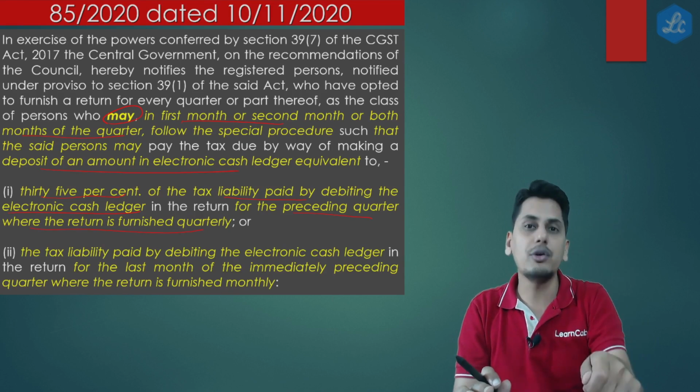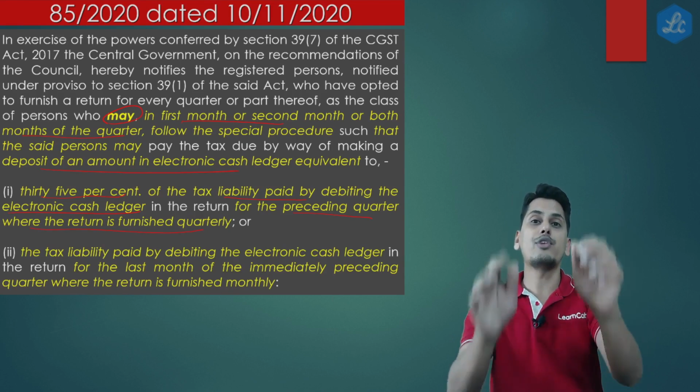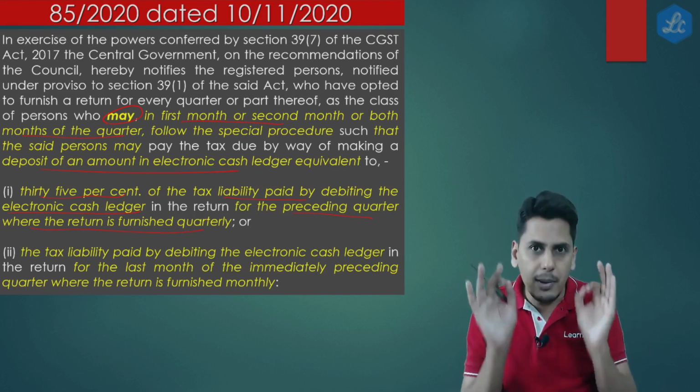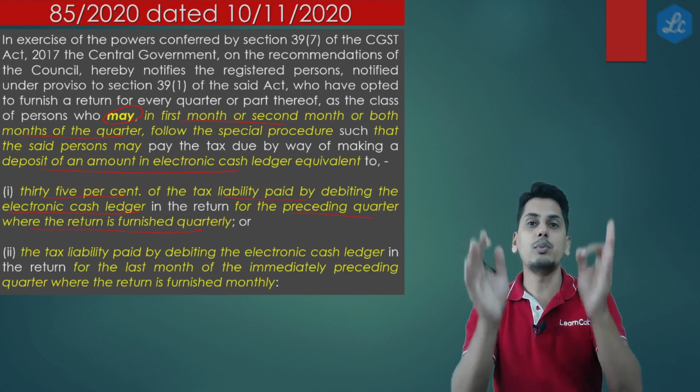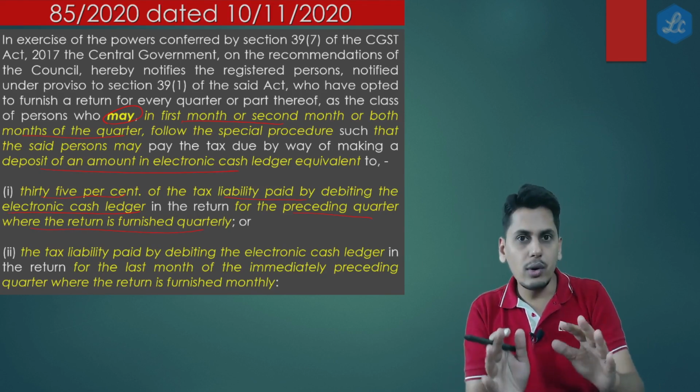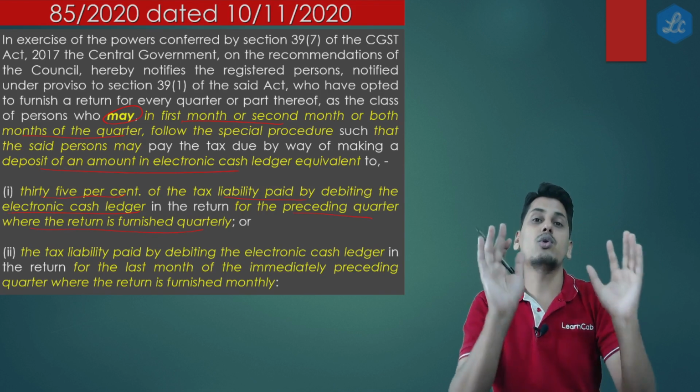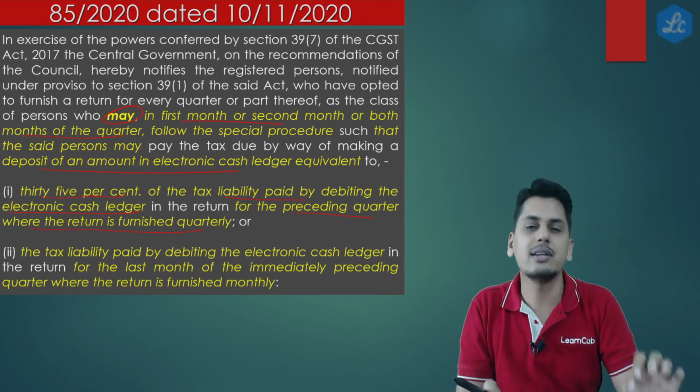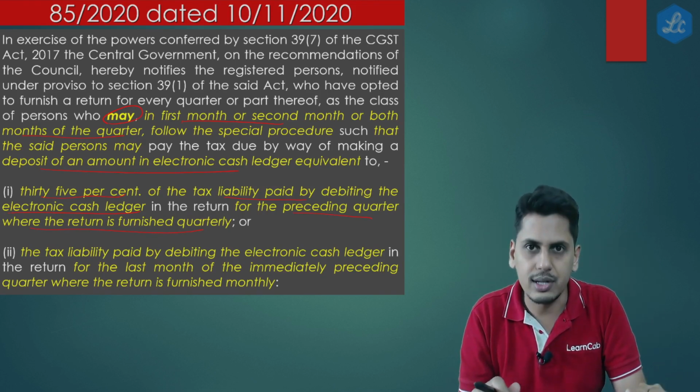Because what you are going to find out is what amount you have to pay from your cash ledger. For the month of April, the amount which you need to pay from your cash ledger, what you are doing is, in the preceding quarter, of the total amount which is paid from your cash ledger, multiplied by 35%.